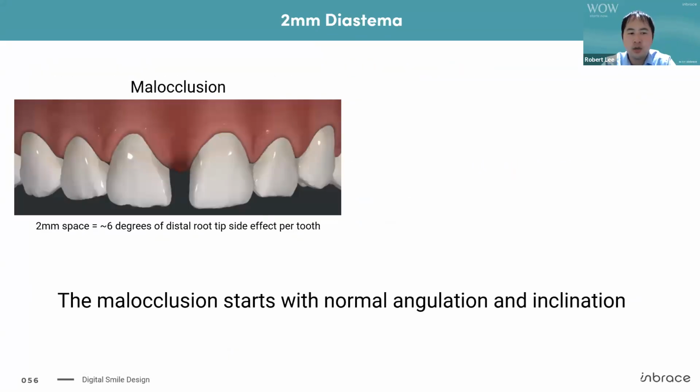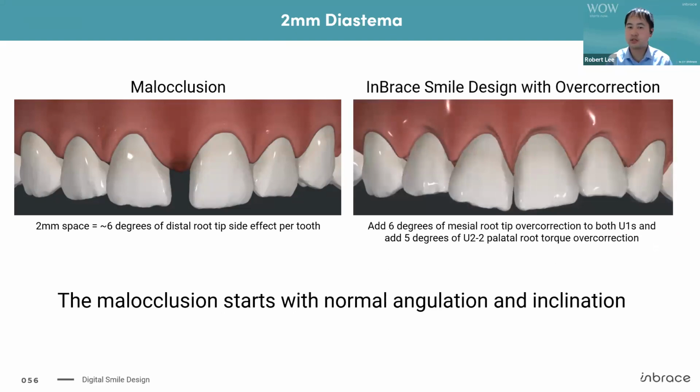So if you look at this case here, you have a 2 millimeter space. So again, tip can be refined with 369. 2 millimeters corresponds to 6 degrees of tip side effect per tooth. And you start with initial angulation and inclination. So in this case, you're going to have about 6 degrees of distal root tip side effect per tooth, because the crowns are going to tip into the space. So you just add the opposite. So you add 6 degrees of mesial root tip overcorrection to both upper 1s. And then to prevent any torque loss, you just add some palatal root torque to upper 2 to 2.